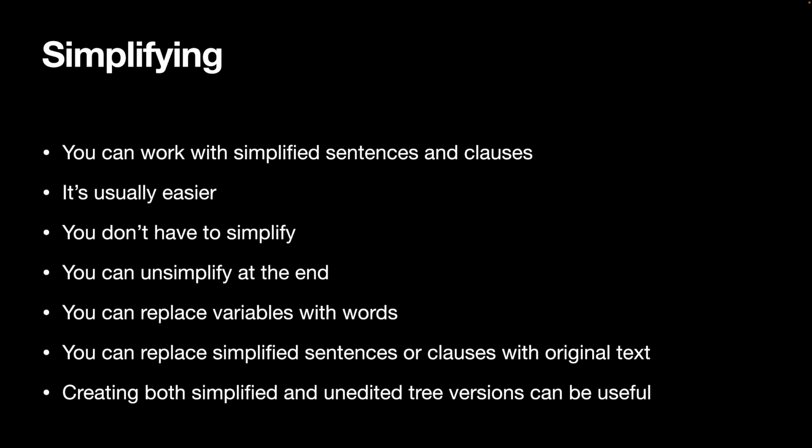Alternatively, you can unsimplify at the end. So you can simplify, make the tree, then once you have the tree, you can undo that and look at the full version. So to unsimplify, you can replace the variables with words, phrases. And you can also replace nodes with original text. And it can be useful to have multiple versions of the final tree and compare them. So we'll do that.